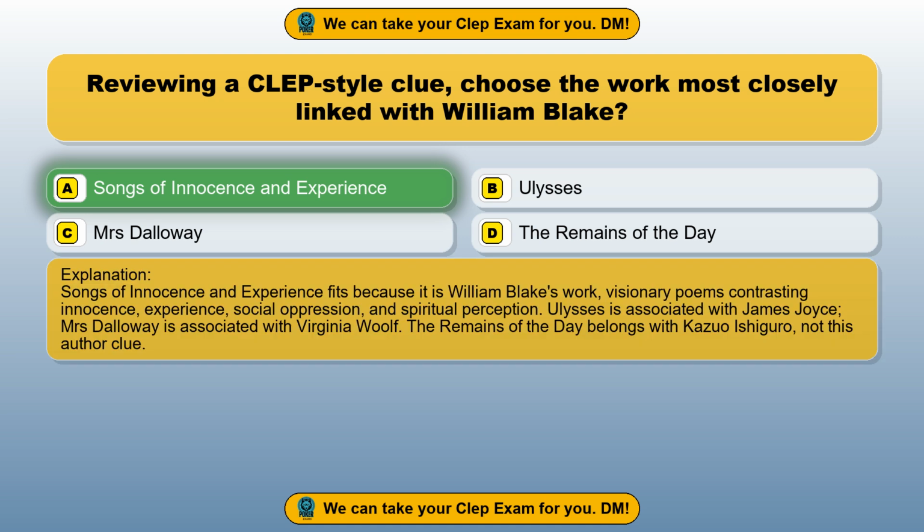Songs of Innocence and Experience fits because it is William Blake's work, visionary poems contrasting innocence, experience, social oppression and spiritual perception. Ulysses is associated with James Joyce, Mrs. Dalloway is associated with Virginia Woolf. The Remains of the Day belongs with Kazuo Ishiguro, not this author clue.